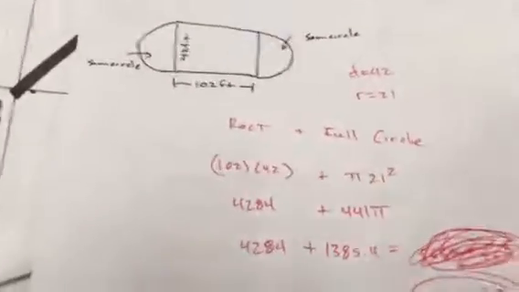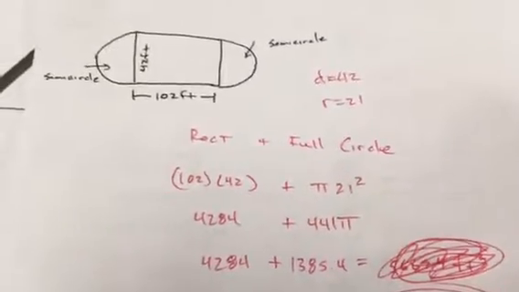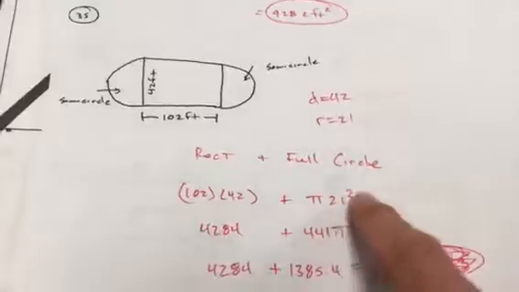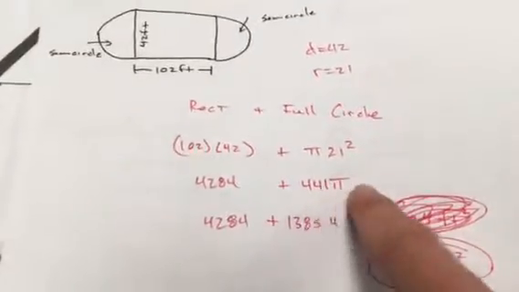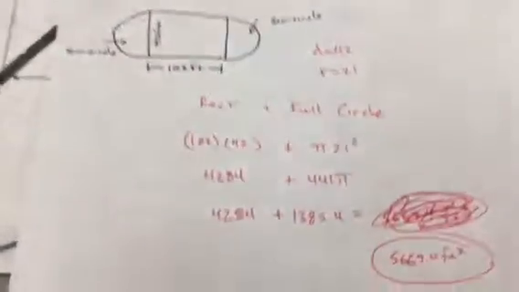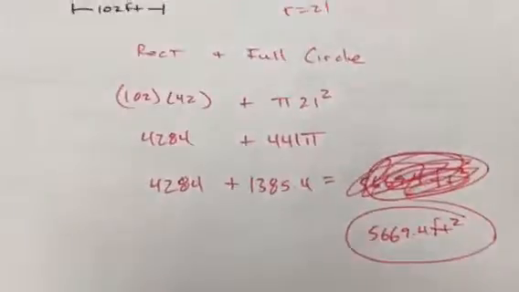And lastly, folks, if you have 2 semicircles, you have a full circle with a diameter of 42, so that means the radius is 21. 21 squared gives you 441 pi. The rectangle is simply 102 times 42. Add them together, you get your final answer, guys.